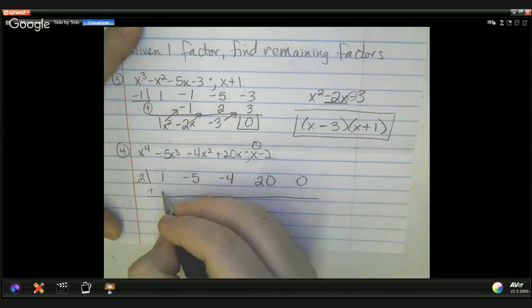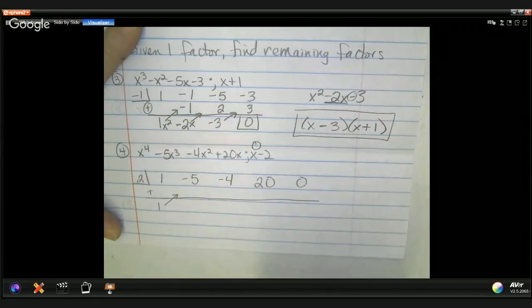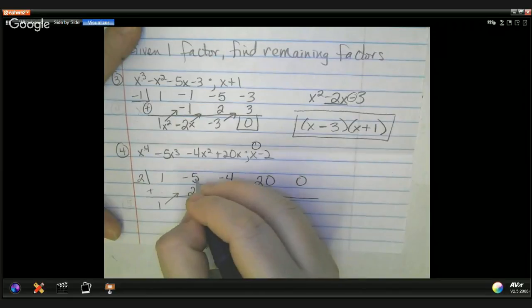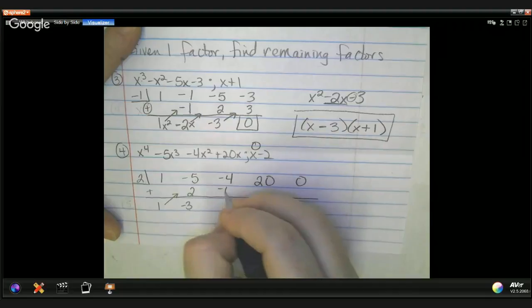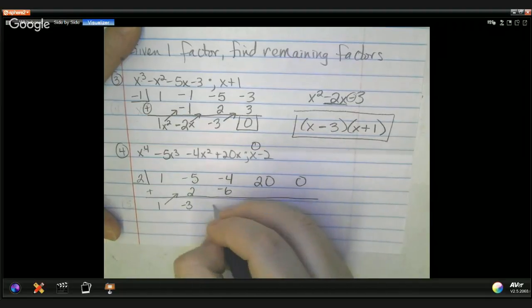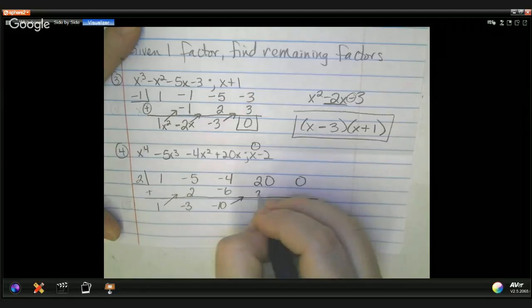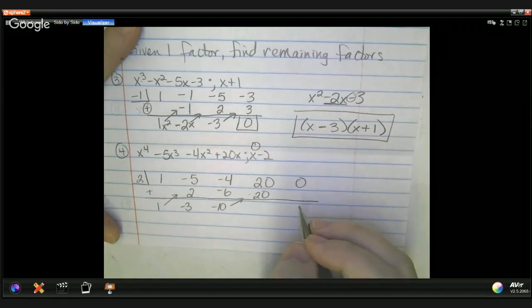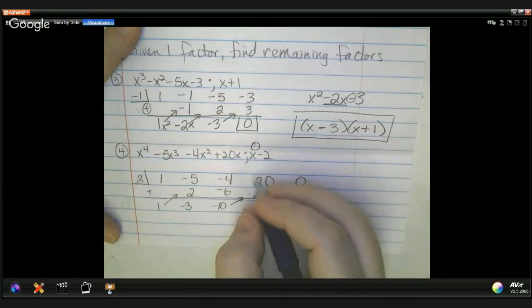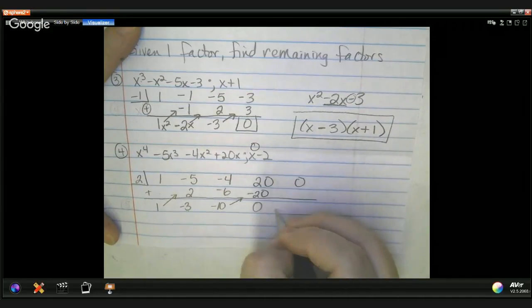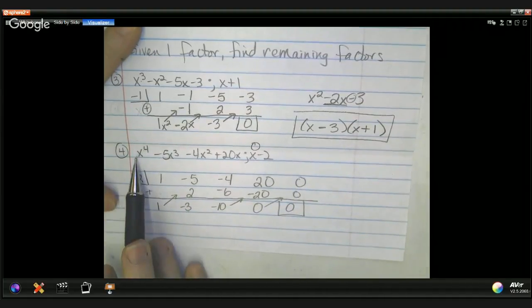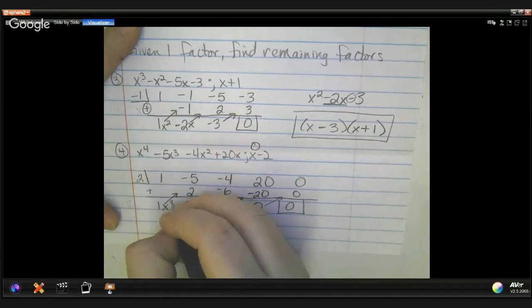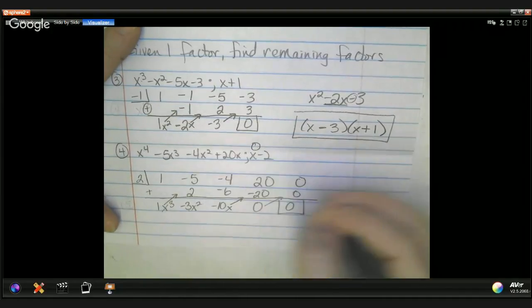So 1 plus 0 is 1, multiplied by what's in the box, that's 2. Negative 5 plus 2 is negative 3, multiplied by what's in the box is negative 6. Negative 4 minus 6 is negative 10, multiplied by what's in the box is negative 20. Oh, it should be negative 20. It's a positive 20. So that's 0, 0, 0. So no remainder. I started with x to the 4th, so my answer starts with x to the 3rd, then an x squared, then an x.